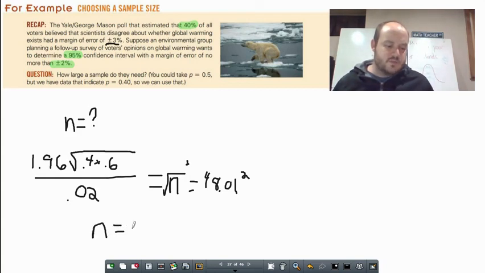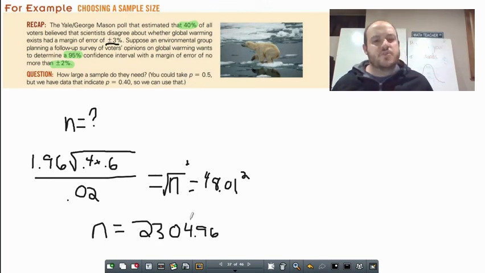n is equal to 2,304.96, which means we're going to move this up to a 5 because we always round up here. So in order for us to get the 2% margin of error that we want, we plug in the information they needed. We would need to sample at least 2,305 people, and that will give us the client's demands.